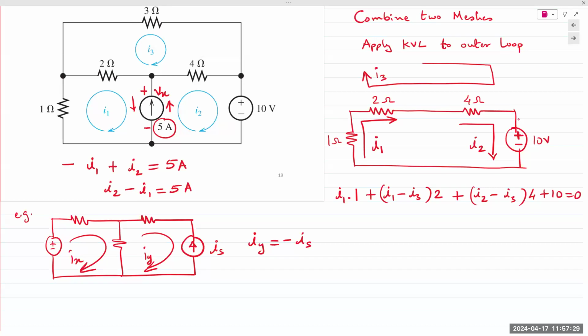After this step, I can express I2 as equals 5 plus I1, or I can express I1 as I2 minus 5. I can express either I1 in terms of I2 or I2 in terms of I1. Then I can plug that into the equation and get rid of one more unknown. And that's how you can solve it with only 2 equations instead of 3. Does that make sense?